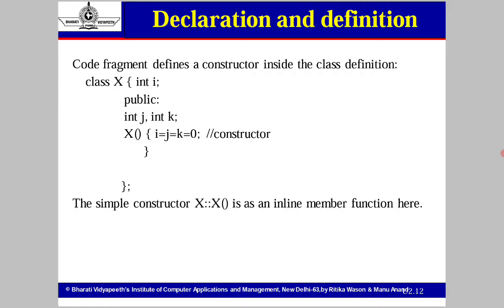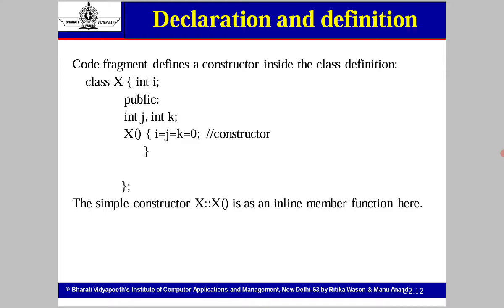So this is the example for creating default constructors. The code fragment defines a constructor inside the class definition: class X { int i; public: int j, int k; X() { i = j = k = 0; } }. So here the class name is X.